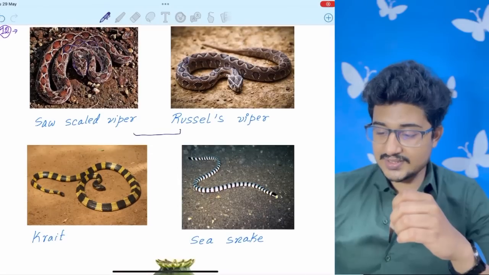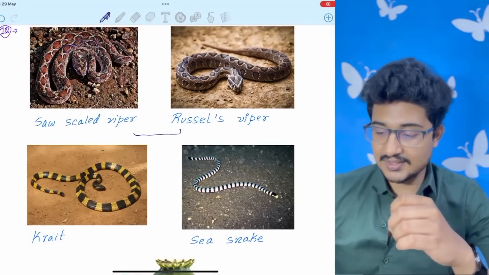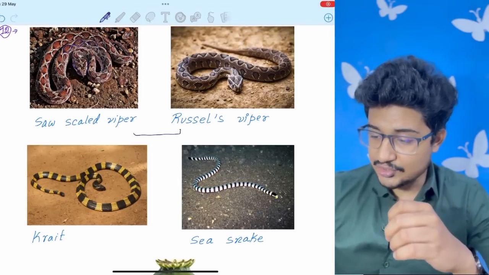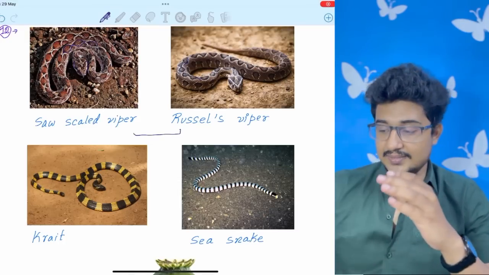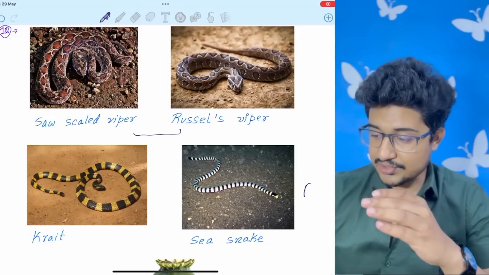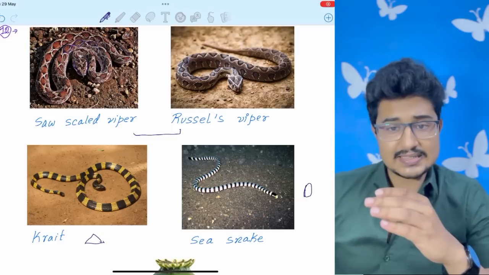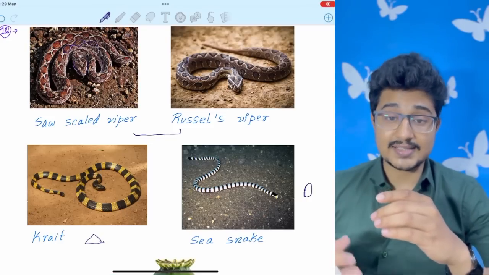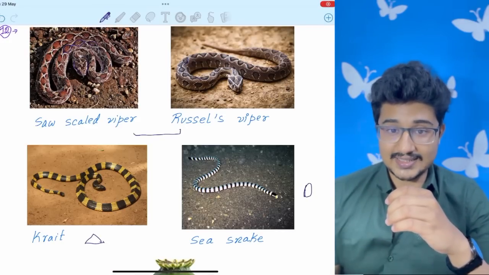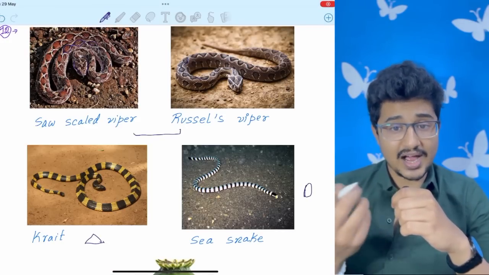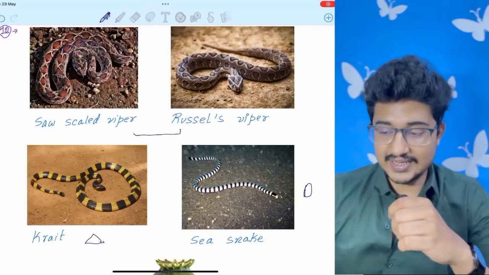Another important difference is the banded krait and the sea snake. Both have bands, but in the sea snake you can see that it is flattened laterally. So if you see its cross section, it is like this, and the banded krait is triangular. Sea snake, it is very logical, they need to swim long distances, so they are laterally flattened. They need to counter high pressure, so for that reason also they are laterally flattened.